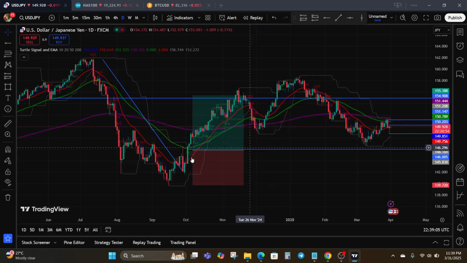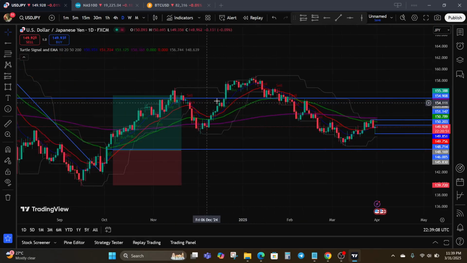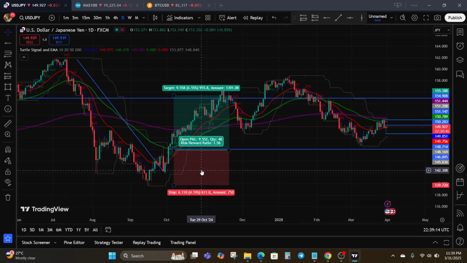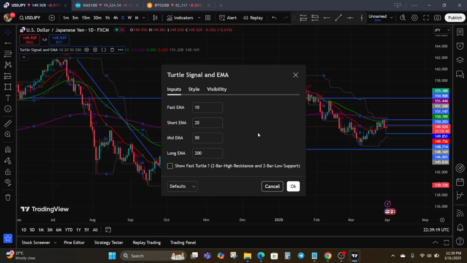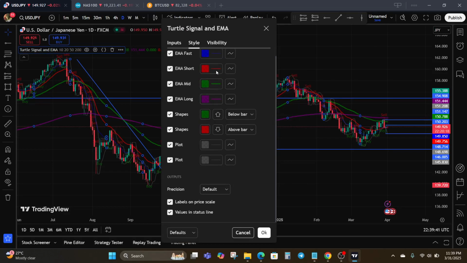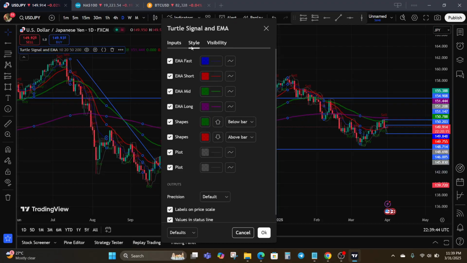Now you can actually decide to customize the settings. Once you've added the indicator to your chart, of course, you're going to see the buy and sell signals appearing at key moments. But we're not stopping there. Let us go to the settings. You can modify the fast EMA, short EMA, mid EMA, and long EMA settings according to your trading style. You can change the colors according to your taste and all of that.